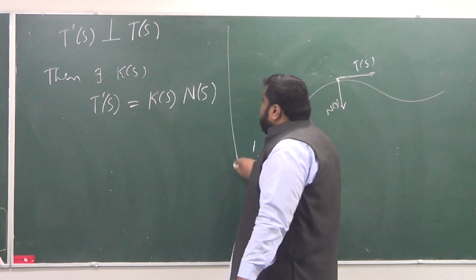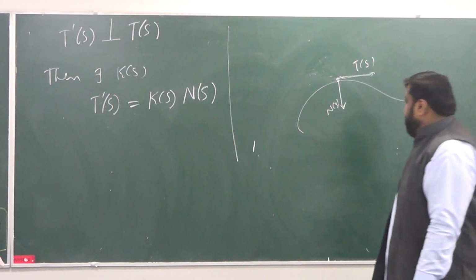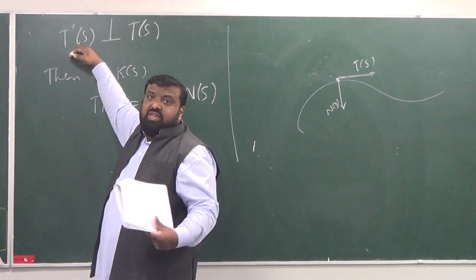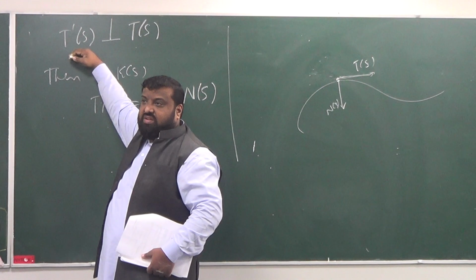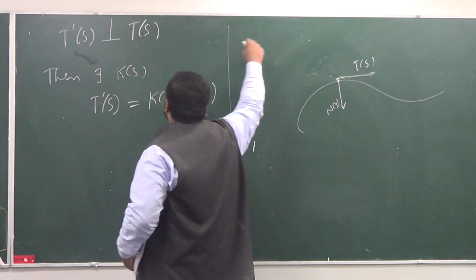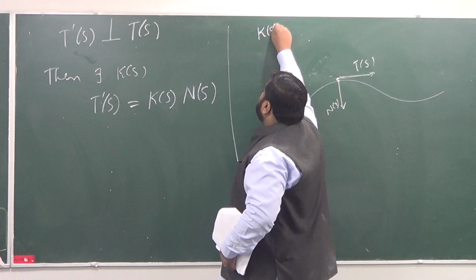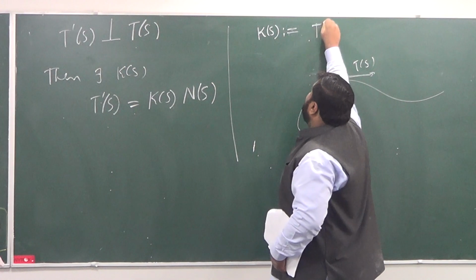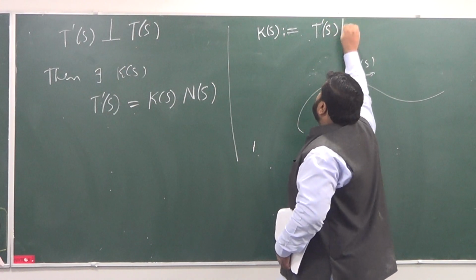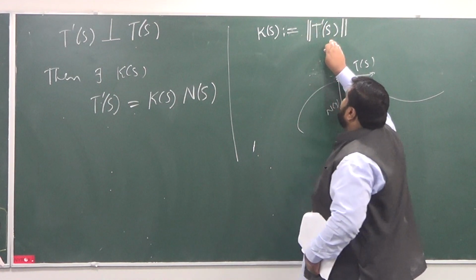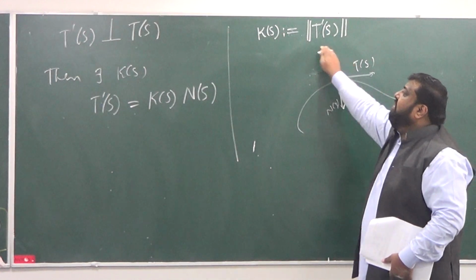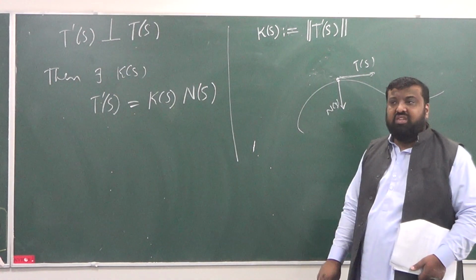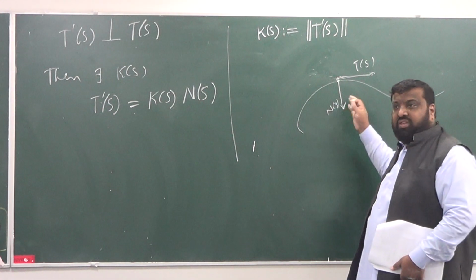There is another way you can reach precisely the same equation. Think about it. T prime of s is telling me how the tangent is locally changing on the curve. If I define this quantity to be K of s, the magnitude of the change in the tangent vector, the amount of change that is taking place in the tangent vector, we call this K of s, or the curvature. That's your curvature. So curvature is essentially how the tangent vector is changing on the curve.